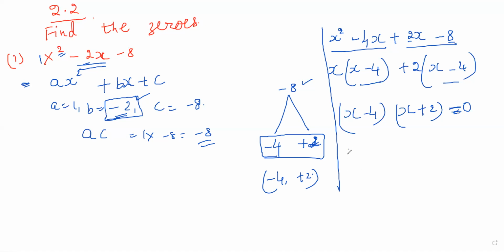Then equate to 0, children. x minus 4 is equal to 0, then x plus 2 is equal to 0. Then x is equal to 4 and minus 2. So what are the zeros of the polynomial? 4 and minus 2.